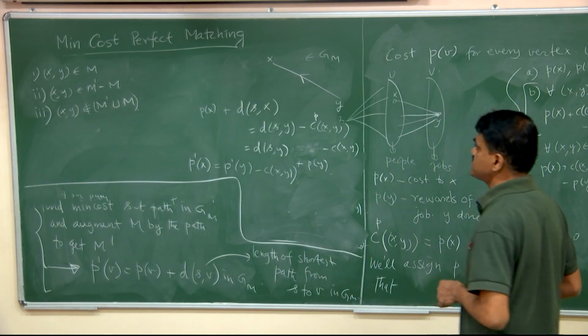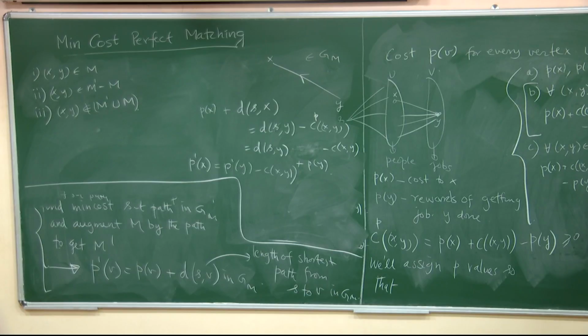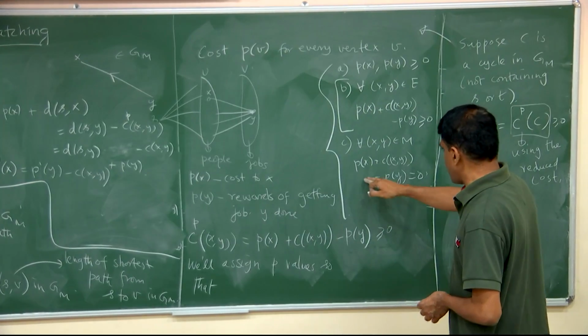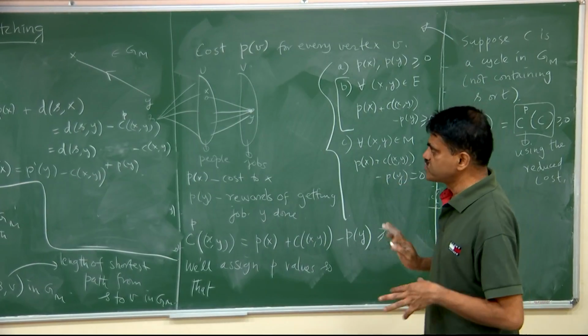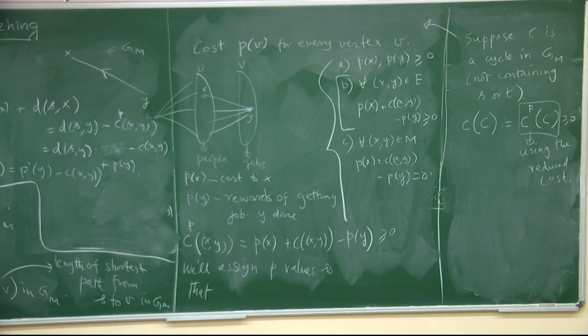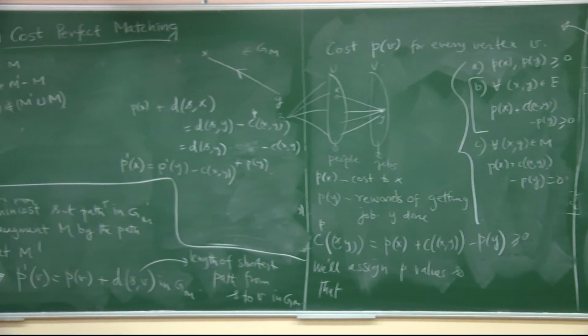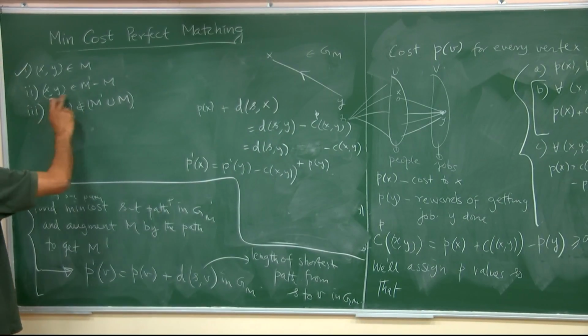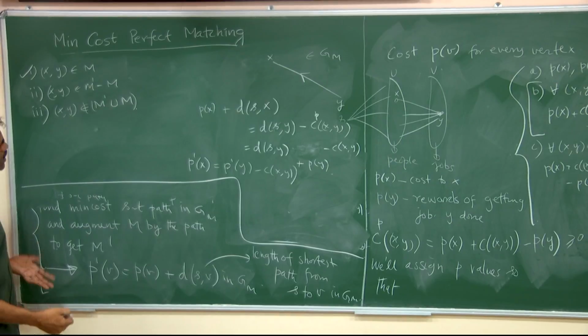For every edge in M, I want this to be greater than or equal to 0, but I have something stronger in fact. P prime x plus cxy is equal to p prime y. So for any edge in the original matching, I actually have the equality satisfied, which is good. I really want it only for any edge in M prime, but I have it for any edge in M. Okay, so let's see if anything is in M prime but not in M.